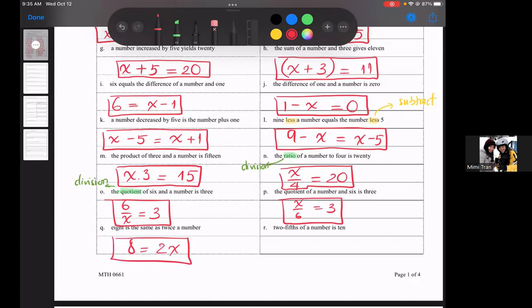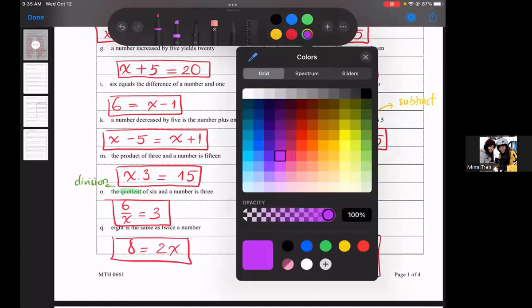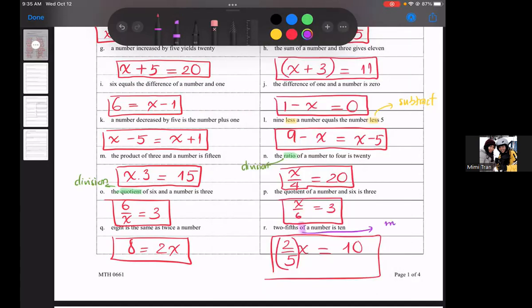Last one, yay. 2/5 of a number is 10. Go ahead, Kaylin. Very good. 2/5 times x. You can do parentheses like she said. Equals 10. Of means multiplication. Multiply.